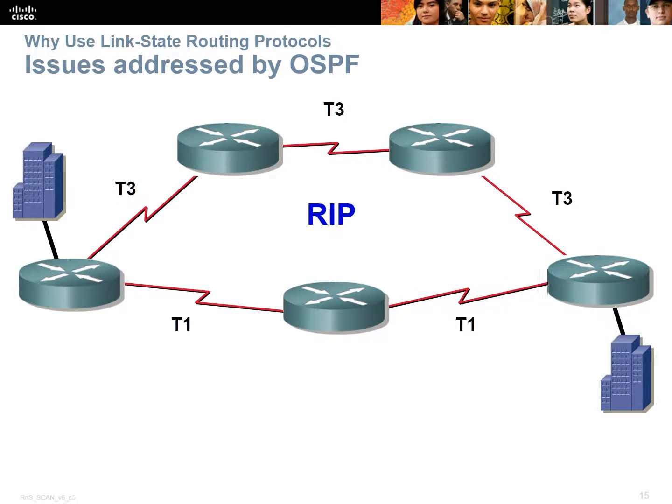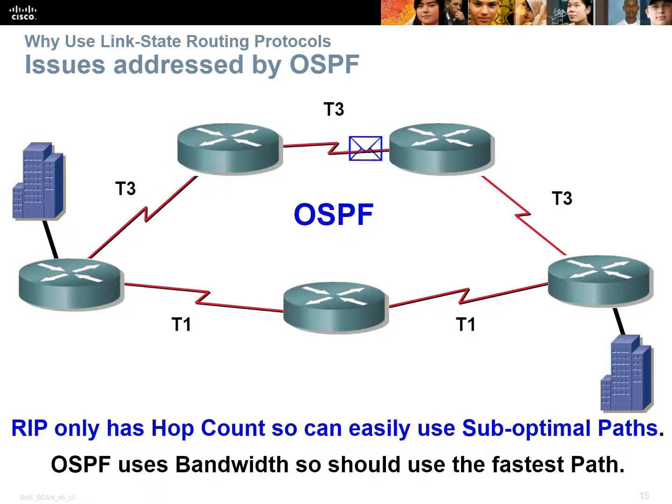Whereas if we just put RIP, even RIP version 2, in this network, it'll just look at hop count and say, hop count is all I care about, so I'm just going to use the hop counts to get from A to B. And this is why you need a more dynamic routing protocol, a link state routing protocol in this scenario, because it takes the optimal path rather than just the shortest path.